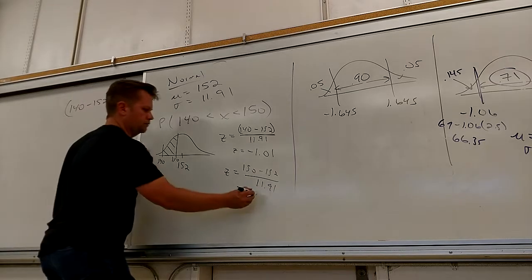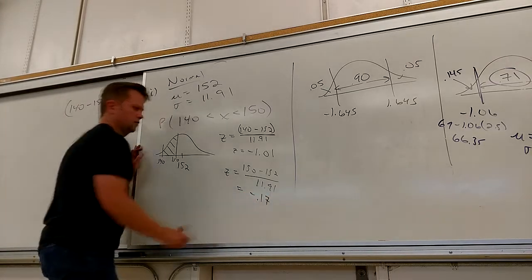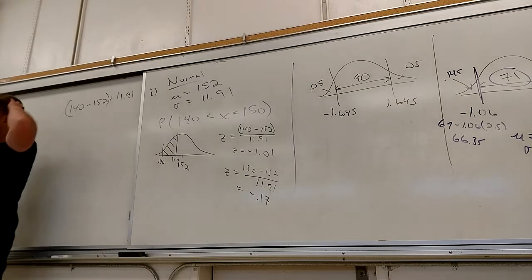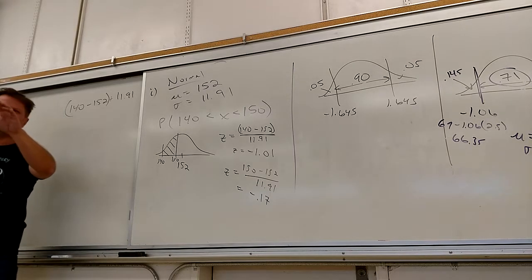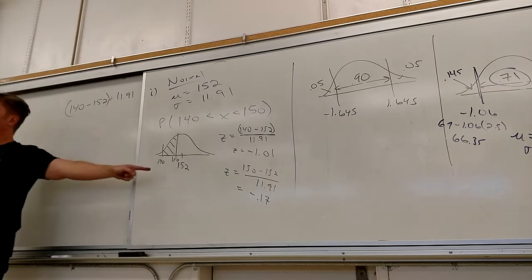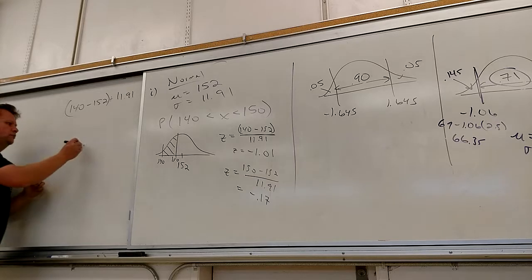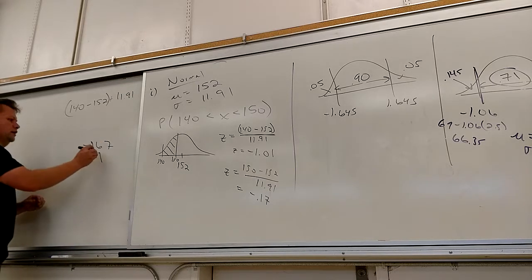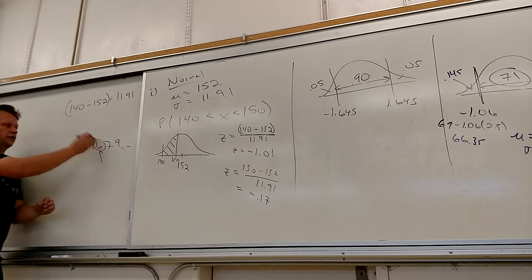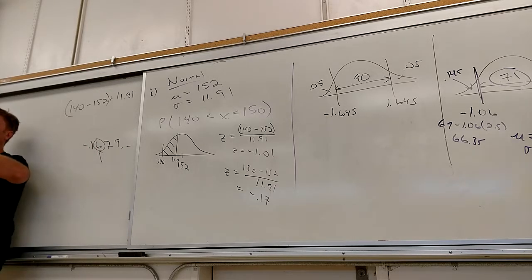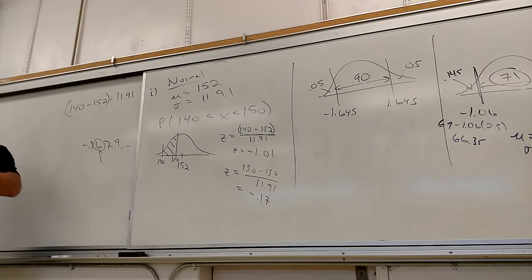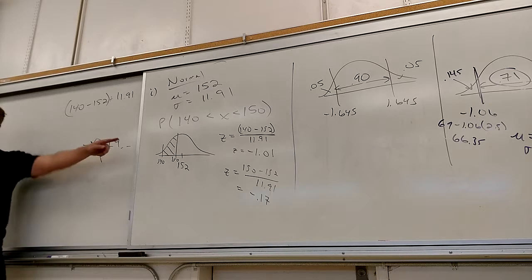It's like negative 0.17? Well, there's a 9 after the 7, so once you round it, what was it? It was 0.1679. Yeah, 0.167, so 0.17. I'm rounding to 2 decimal places because the chart goes out 2 decimal places. So it's negative 0.17. Cool.